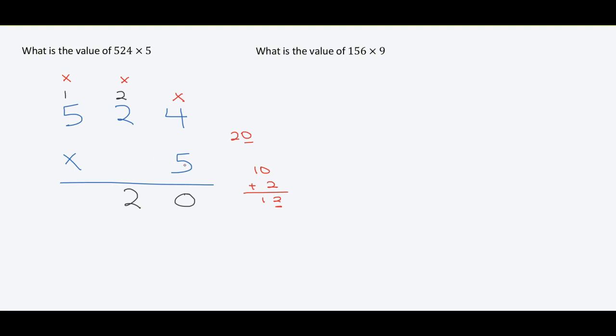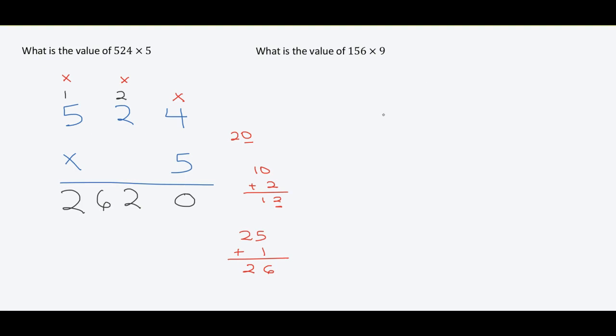Now we go over to this column. 5 multiplied by 5, we have 25. Now we have to add 1 to that. That is going to give us 26. So that's the answer to that.